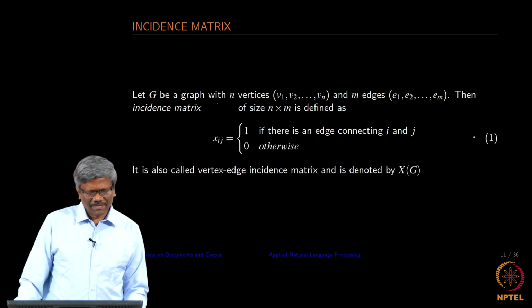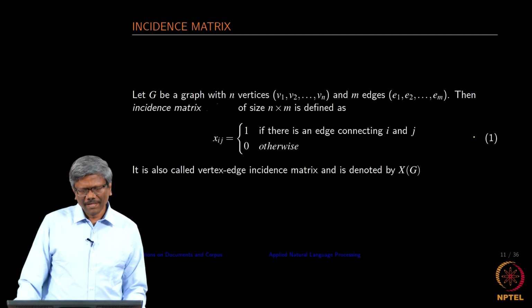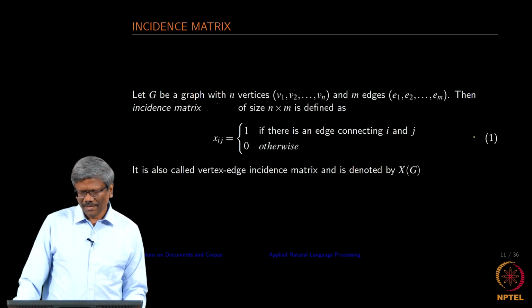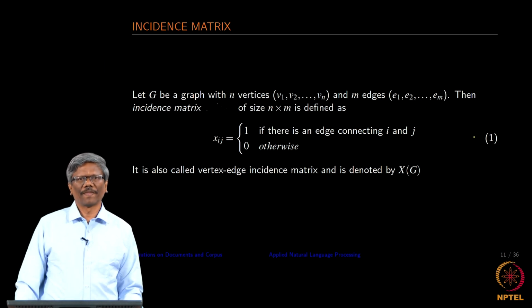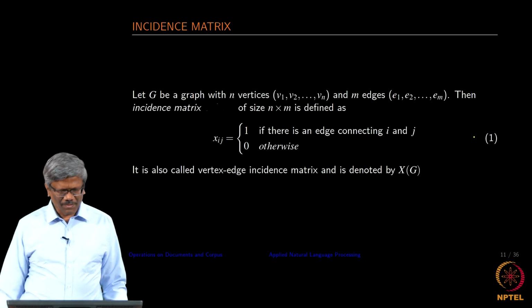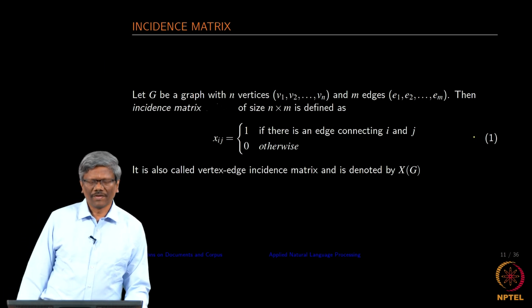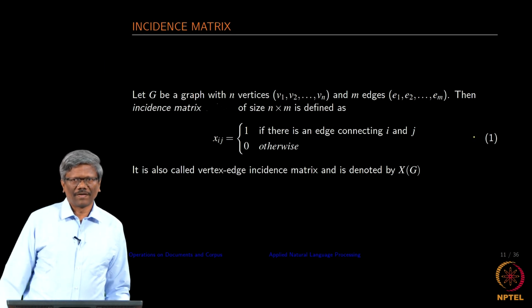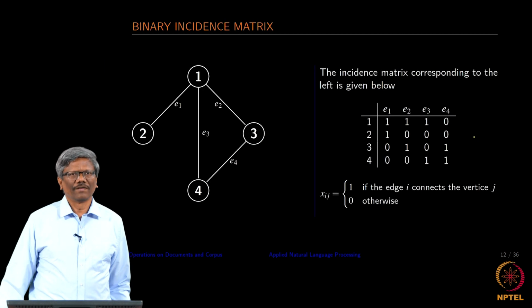This is the definition of the incident matrix. Let G be a graph with n vertices and m edges. Then the incident matrix of size n by m is defined by the relationship x_ij equal to 1 if there is an edge connecting i and j, and 0 otherwise. This is also called the vertex-edge incident matrix and is denoted by capital X of capital G. This is going to be fundamental to certain operations on the corpus, so we need to know a little bit about this before we dive deeper into the corpus representation of it.